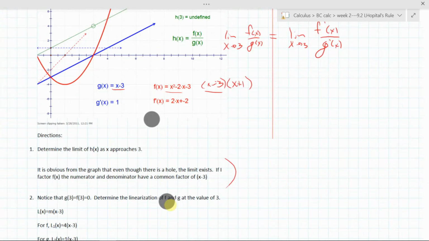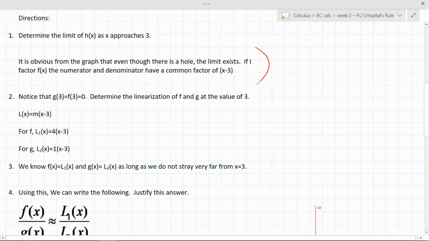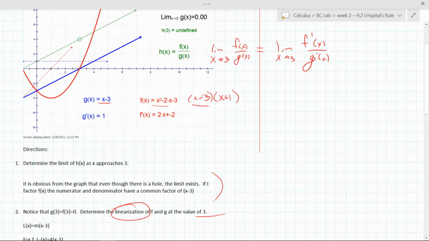I want to think about how that connects to finding the linearization of f and g at 3. Okay, remember this word is just saying find the equation of the tangent line, right? So I want to find the equation of the tangent line at 3 for both of these functions. If you're imagining it, it's this one, right? I drew that pretty badly. So this tangent line here. And then there's a tangent line. Well, if this is a line, then its tangent is the line.